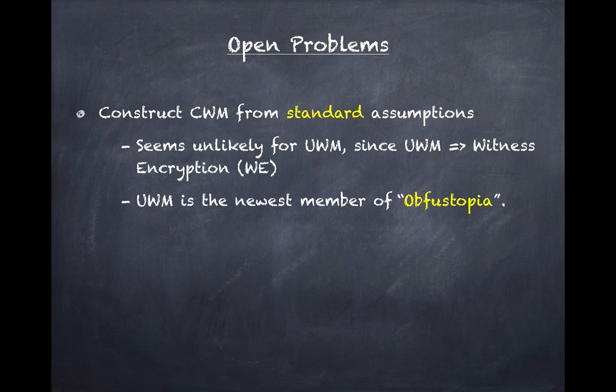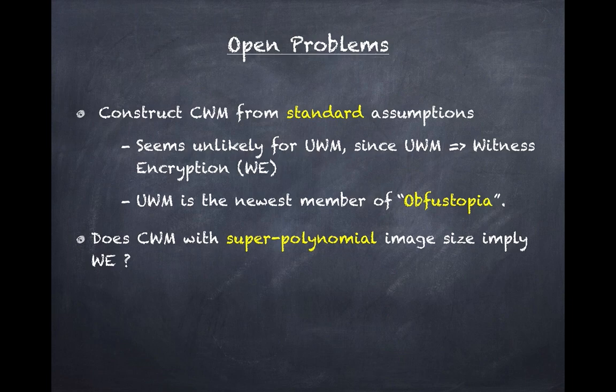it seems unlikely that one can construct UWM from standard assumptions, but it might still be possible to construct compact witness maps from standard assumptions. So the question that's also interesting to explore is: does a compact witness map with super polynomial image size imply witness encryption? In particular, at this point, we don't know whether a compact witness map can at all be constructed from standard assumptions, or it is also a member of Obfustopia. While it is easy to see that a CWM with polynomial image size does imply witness encryption, we don't know anything beyond that.